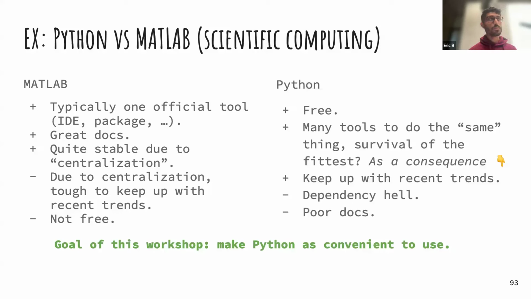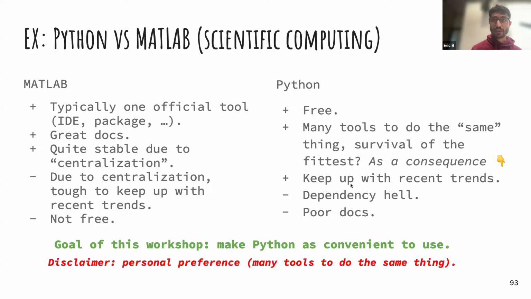But the goal of this workshop is to make Python as convenient to use as something like MATLAB. Obviously, if someone else doesn't document their library, that wouldn't be the case. But the goal is that, let's say, when you maybe publish your software, you can follow these good tips so that your code is easier to use either by your collaborators or by other people if you want to open source it. And as I mentioned with this point, there's many tools to do the same thing.